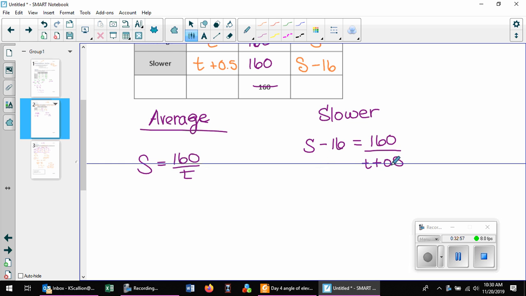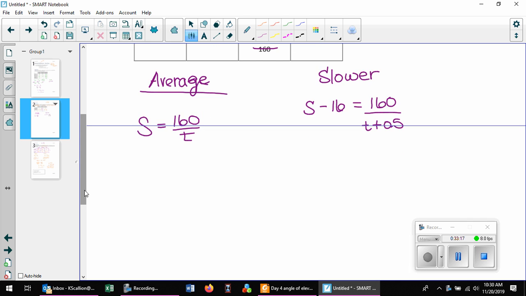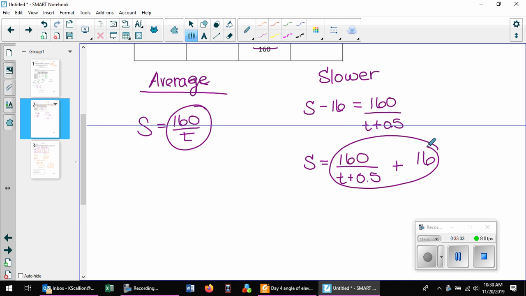It's the T plus because it's taking us longer. Okay, so speed is being reduced, so that's the subtraction, but we're adding to time, like we're taking longer, so we're going to add on to the time. Okay, so we said we were going to rearrange this one, so this is going to be S equals 160 over T plus 0.5 plus 16. We said that these two things were equivalent, so we're going to set them equal to each other.